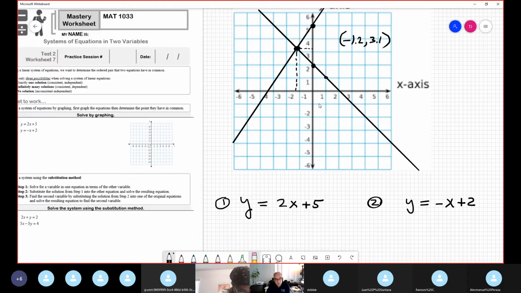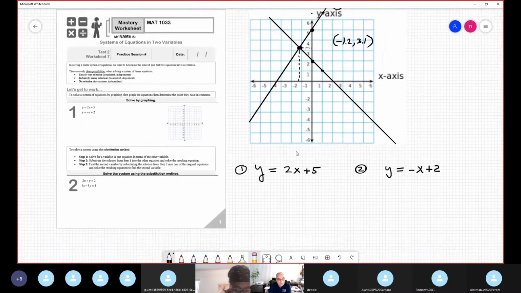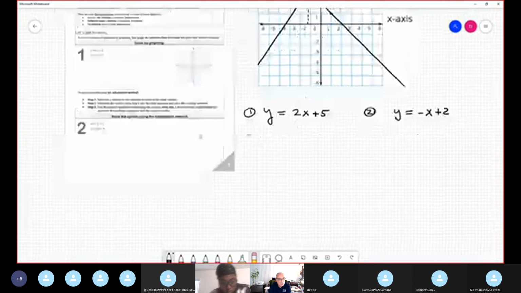It's 3.1, I suppose. We get the answer correct. But it's acceptable. In the test, no. In the test, never are we doing it graphically. We are doing it algebraically, like example two.